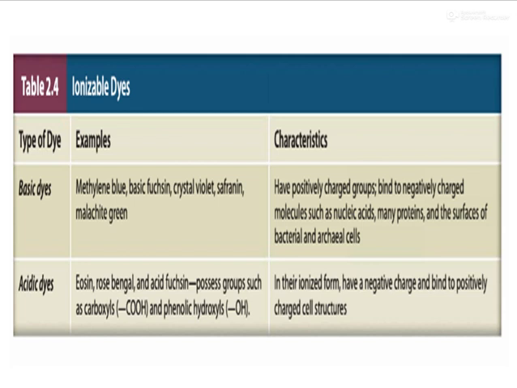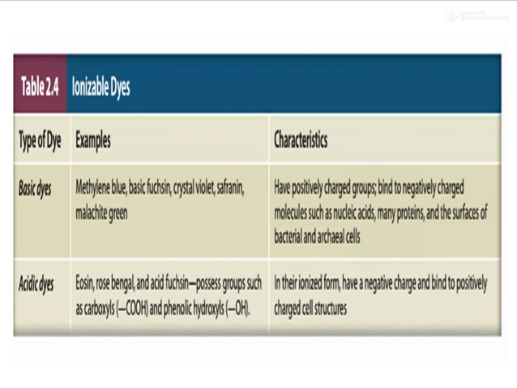Just as we think, be positive always: the basic dyes always have positively charged groups. They mainly bind to negatively charged molecules such as nucleic acids, proteins, and the surfaces of bacterial and archaeal cells. Basic dyes are the ones we most commonly use for microorganisms, because the surface of the cell is found to be negatively charged. So if you want to stain a microorganism, you give a dye which has positively charged groups. Examples are methylene blue, basic fuchsin, crystal violet, safranin, and malachite green.